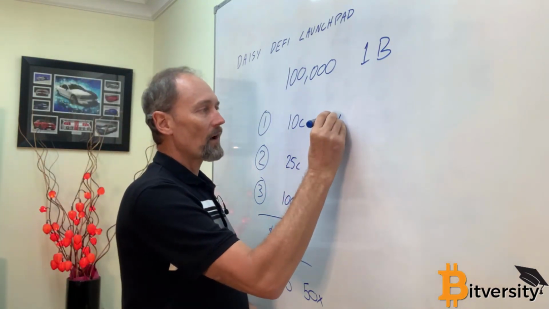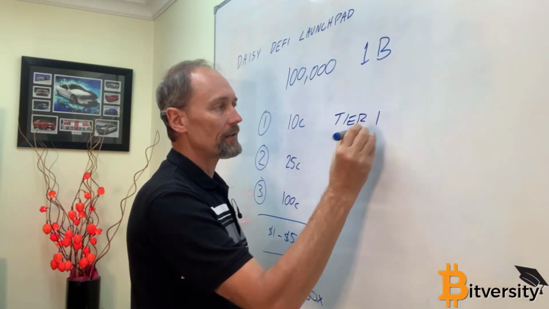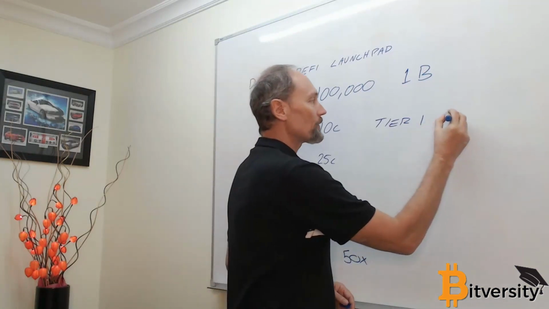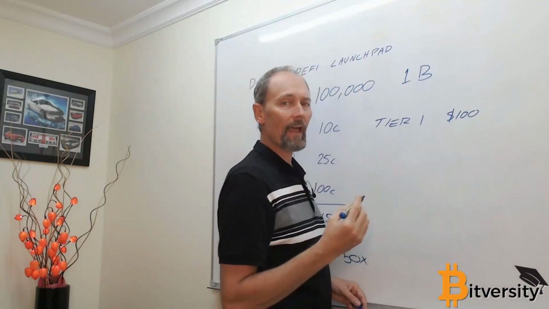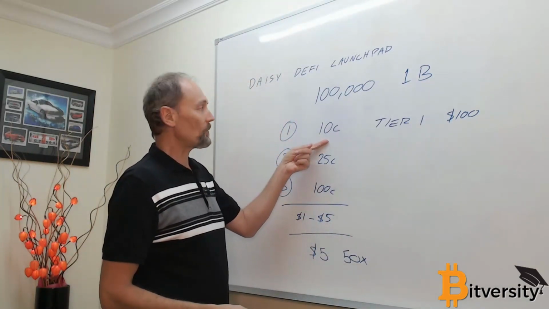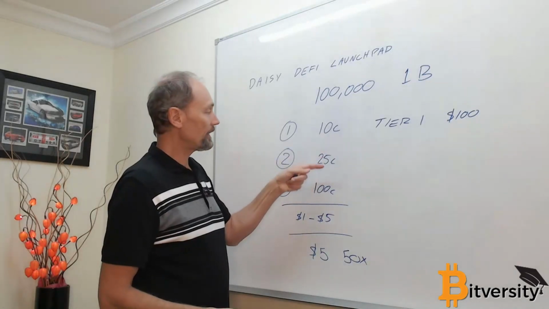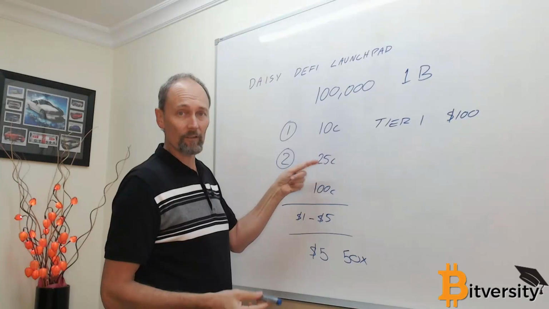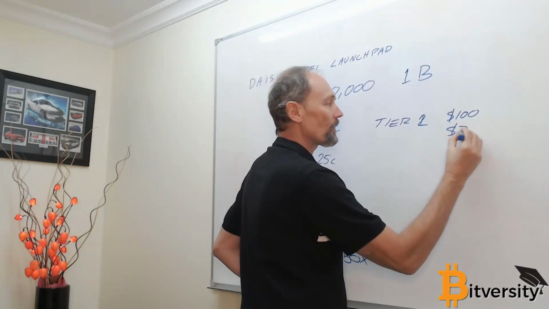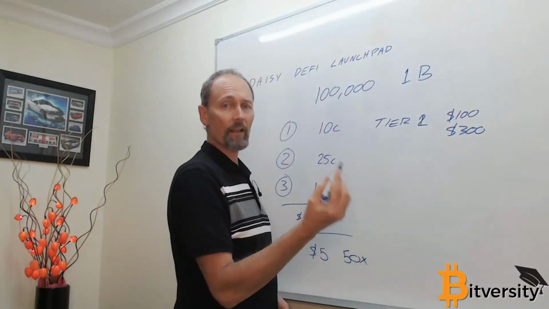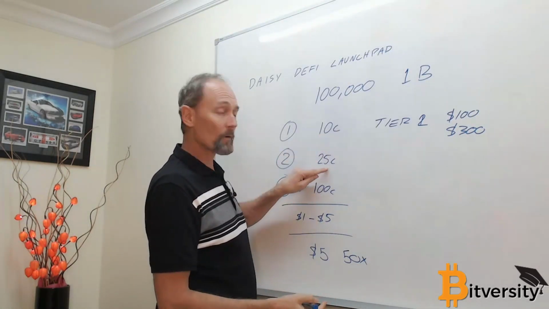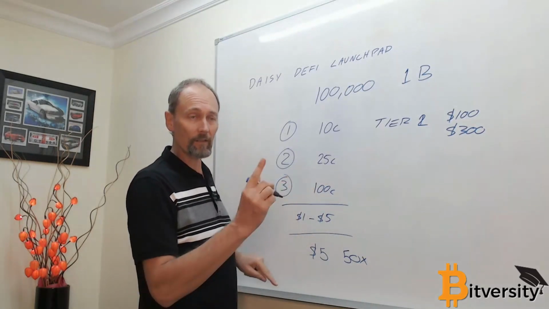So for instance, if you are at tier 1 in your crowdfunding with Daisy, you've spent $100, then Daisy will allow you to purchase $100 worth of tokens. In the first release, that would be 1,000 tokens. In the second release, that would be 250 tokens. You get the picture, right? If you're in tier 2, you would have spent $300 in total, 100 plus 200. So now you're allowed to purchase 3,000 tokens on the first release, or a quarter of that in the second release. Right, you get the picture again.